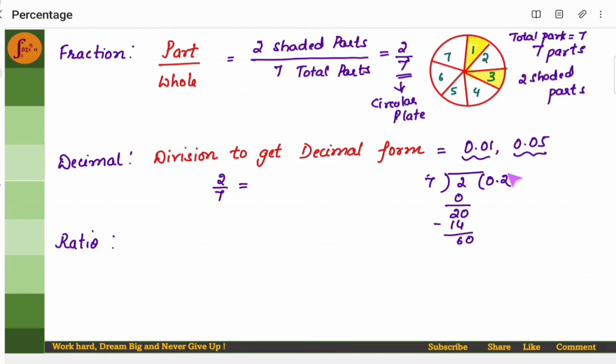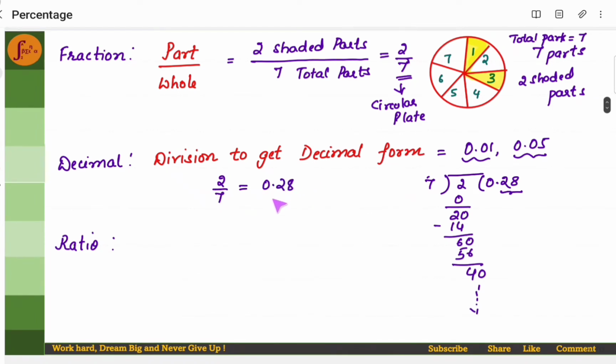So 60. How many times will it go? 8 times. 7 8s are 56, leaving 4. Now I can keep on continuing like this, adding another 0 each time, until I get a remainder of 0, or I stop at 2 decimal places. What is 2 by 7? 2 by 7 is nothing but 0.28. So this is the decimal form.